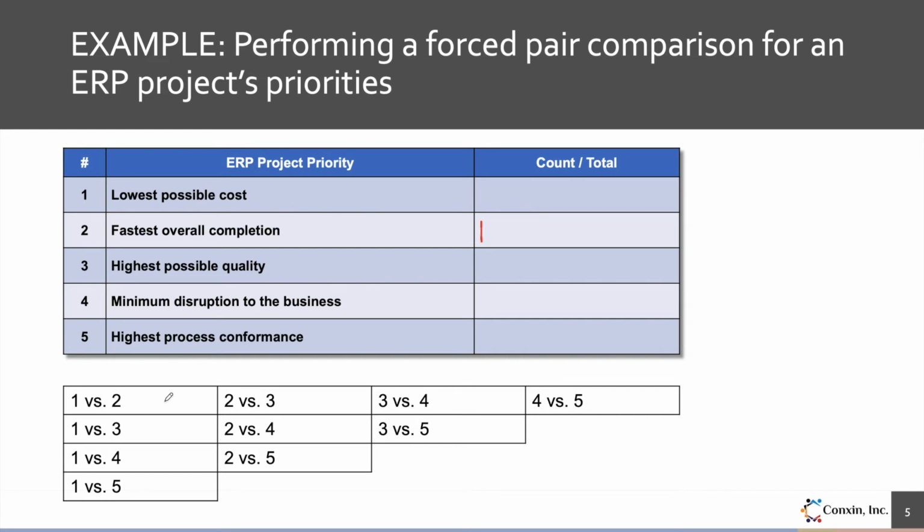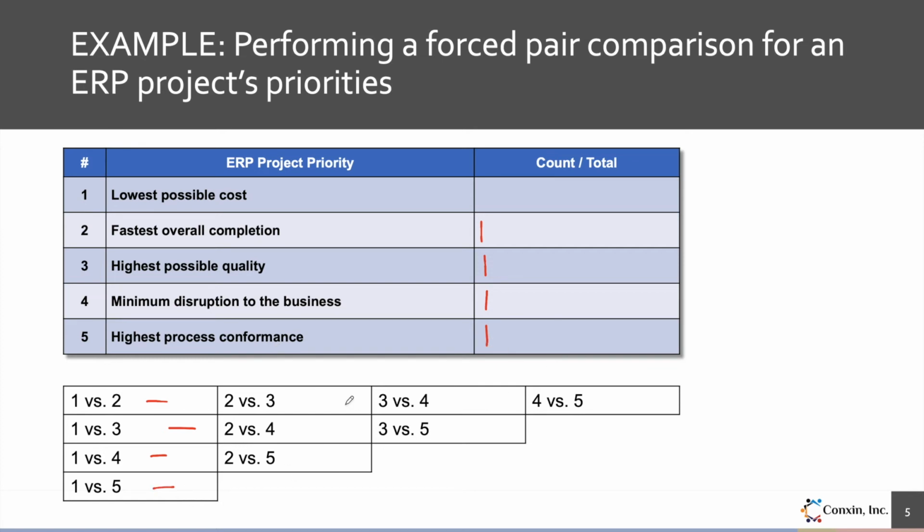So I'm going to put a tally mark there and mark that we've done this one. Now, instead of 1 to 2, I'm going to compare 1 against 3. So we asked them, given the choice between lowest cost and highest quality, which of those 2 options was most important, and they selected highest possible quality. Moving on, lowest cost against minimum disruption to the business. Which of those two is the most important? And they picked minimum disruption to the business. And then the last one for option 1, given the choice between lowest cost and highest process conformance, which of those two was the most important? And they picked highest process conformance.